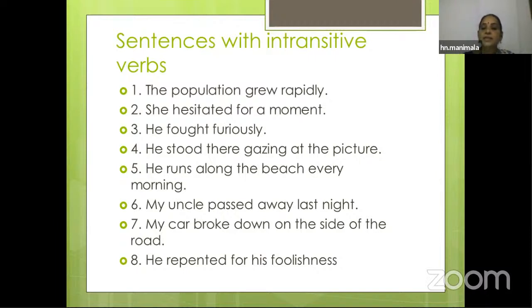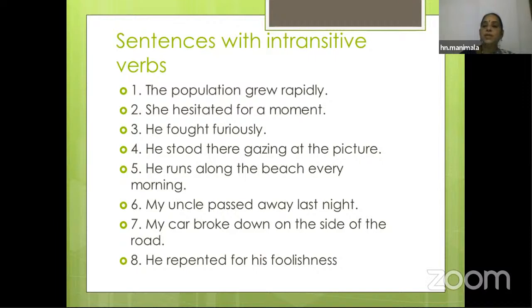She hesitated for a moment. He fought furiously. He stood there gazing at the picture. He runs along the beach every morning. My uncle passed away last night. My car broke down on the side of the road. He repented for his foolishness. See, he is the subject, repented is the verb. Foolishness is not the object, no? So we have to write these kinds of expressions.